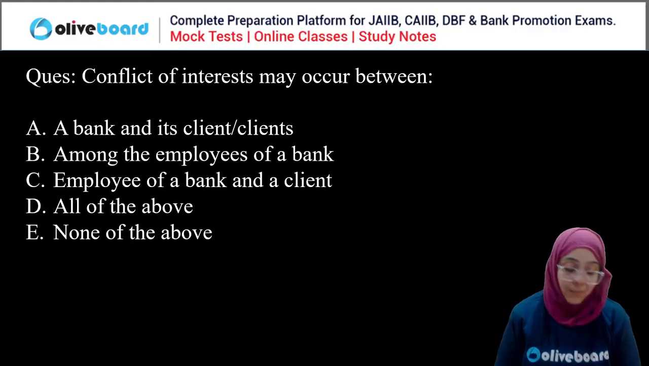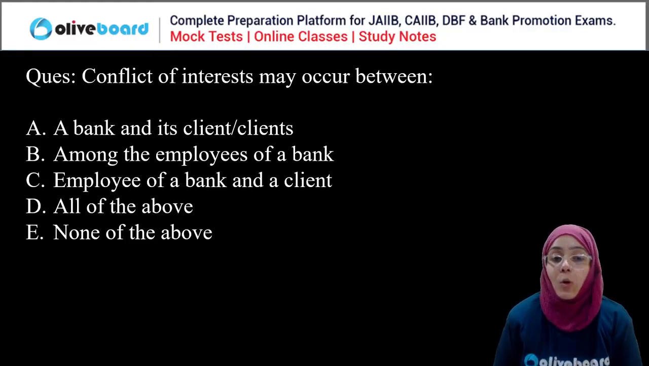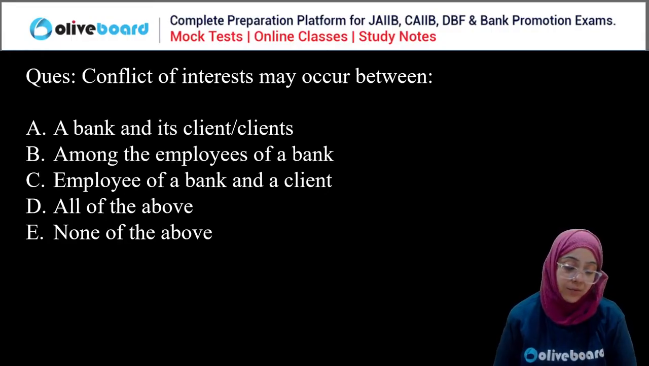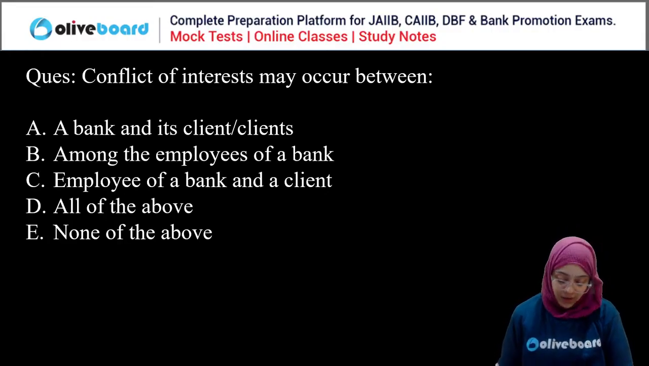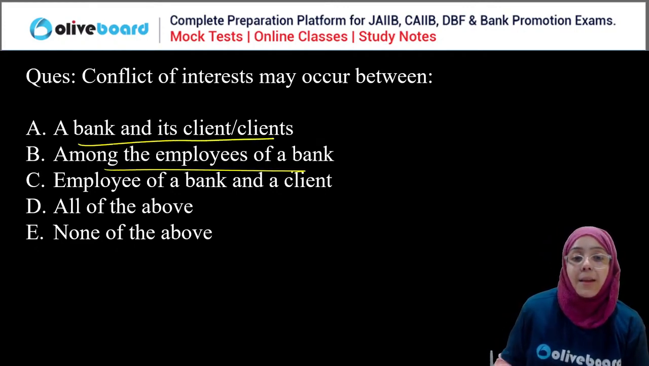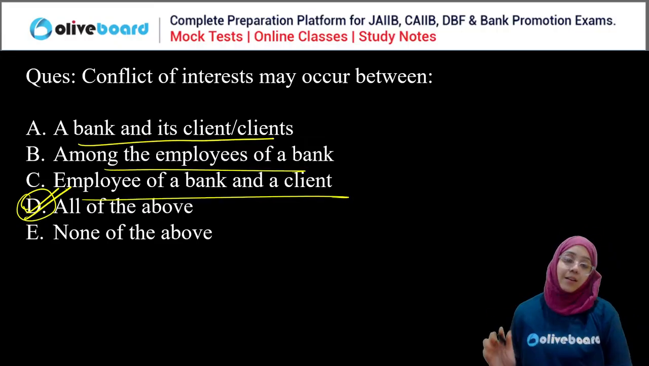Conflict of interest may occur between a bank and its client, among the employees, an employee of a bank and a client, all of the above or none of the above. Conflict of interest occurs between a bank and the client, among the employees, so all of the above is the correct answer. D is the correct answer, right?